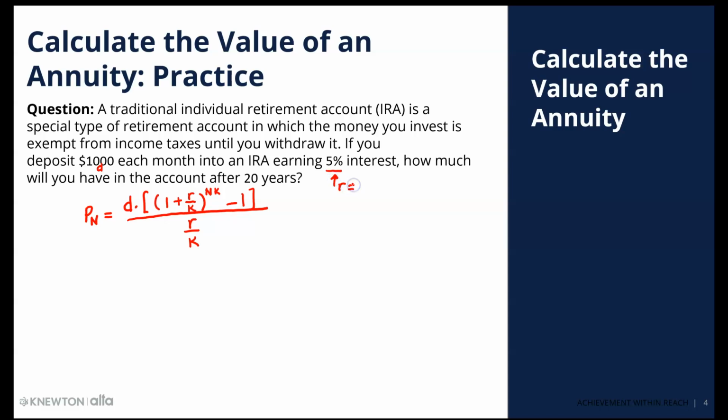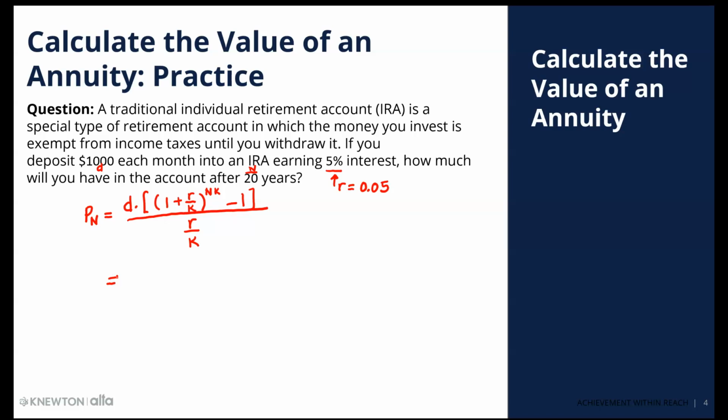Now R should be expressed in decimal, so you convert 5% to decimal. 5% is just 0.05 in decimal. Now 20 years here is your capital N, so that's the number of years. Then you just have to plug it in to the formula.